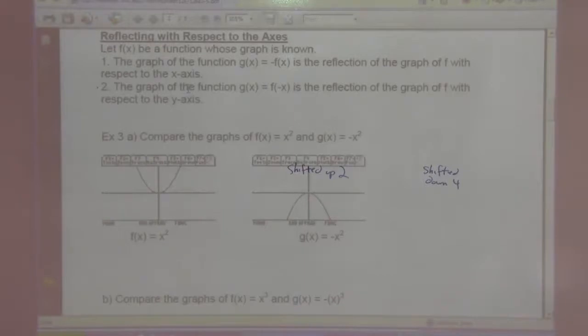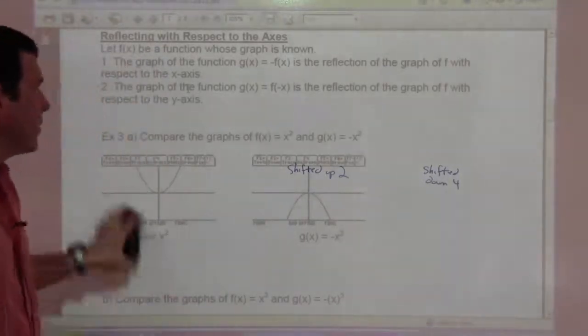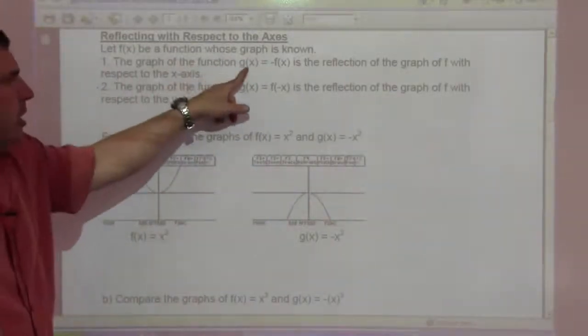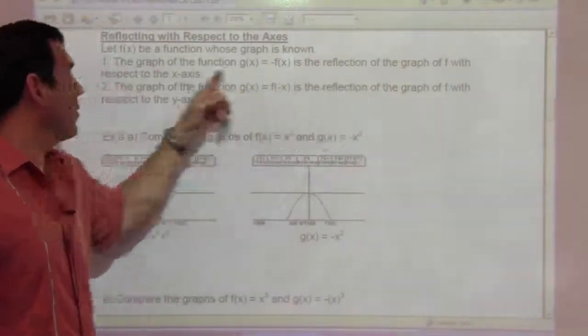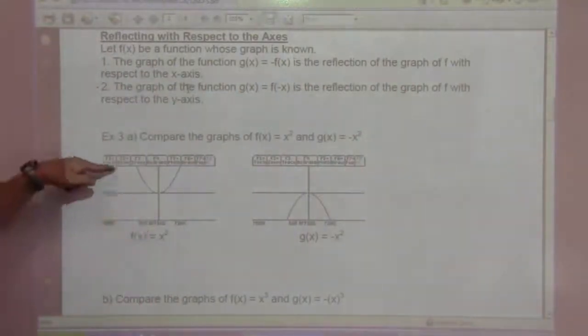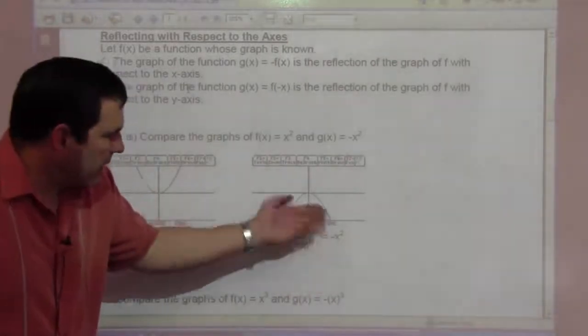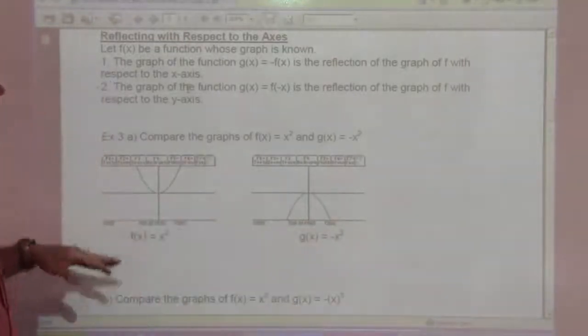Reflecting with respect to the axes. Let f of x be a function whose graph is known. That sounds familiar now. The graph of the function g of x equals the negative of f of x is the reflection of the graph of f with respect to the x-axis. So like here's the original, f of x equals x squared, g of x equals negative x squared. It's reflected below the x-axis, across the x-axis.